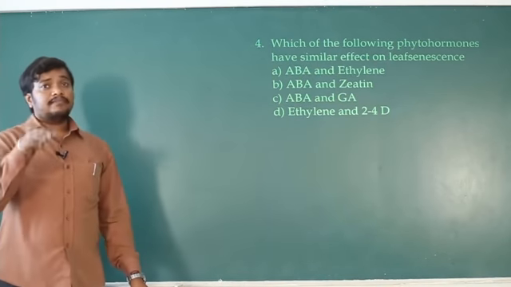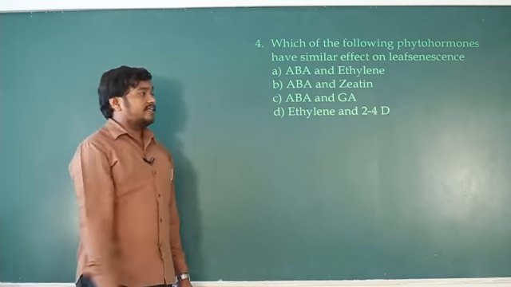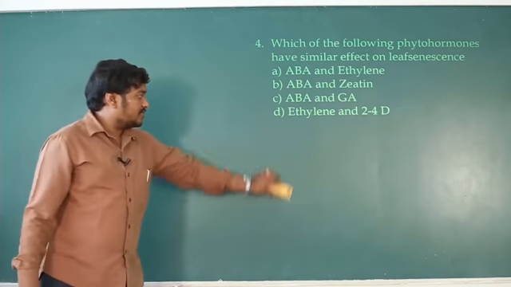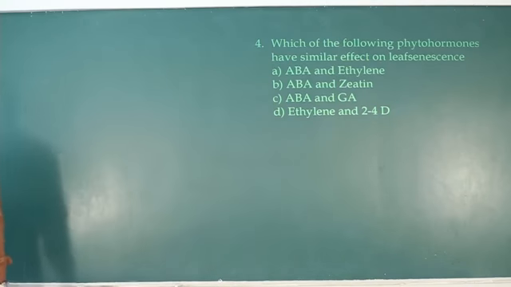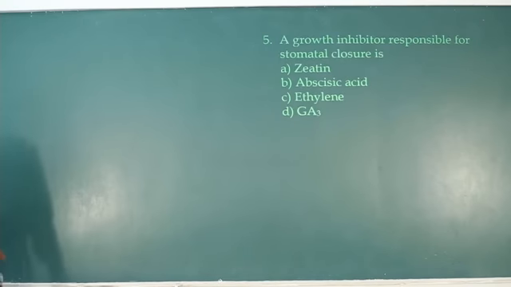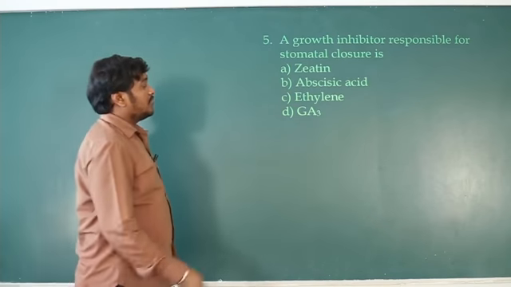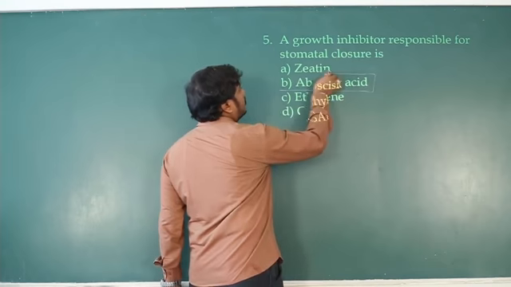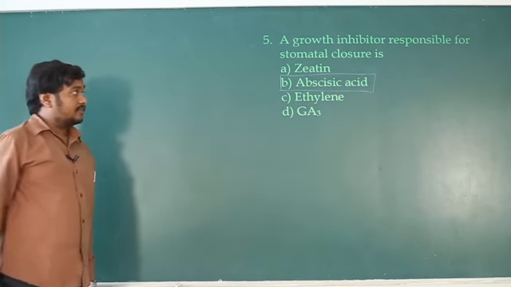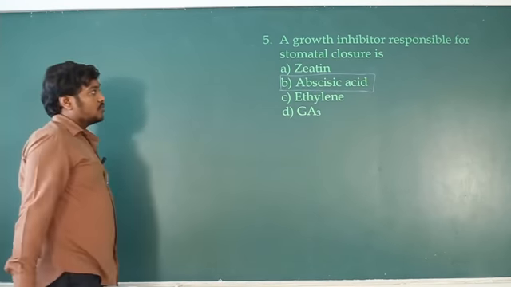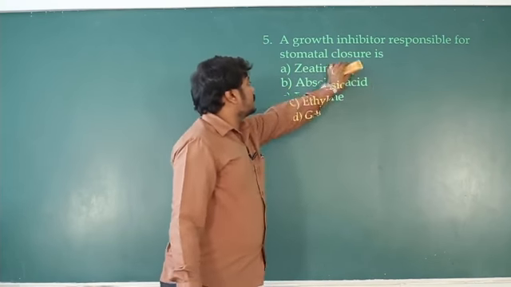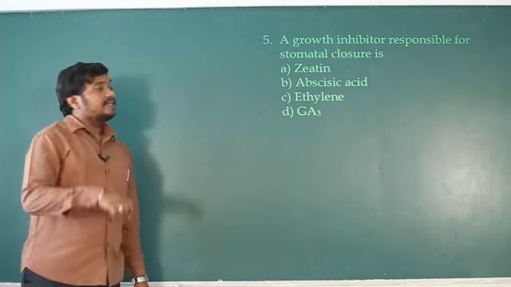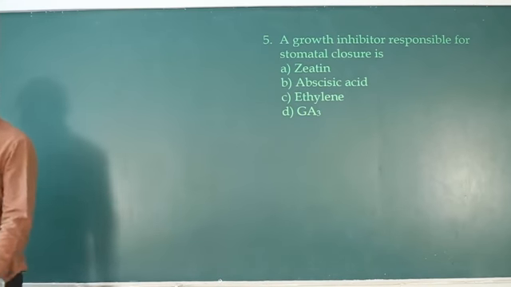This senescence can be reduced by application of cytokinin and even auxin. Auxin and cytokinin can prevent senescence. Next, the growth inhibitor responsible for stomatal closure: it is abscisic acid. Abscisic acid stimulates the closure of stomata. Zeatin is a cytokinin. At the same time, cytokinin helps in opening of stomata.